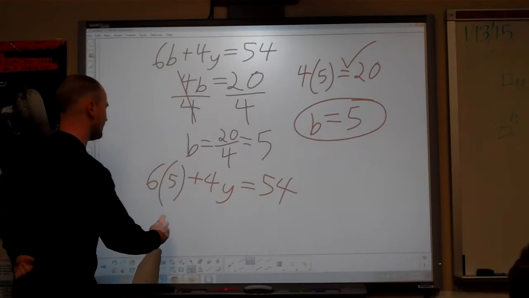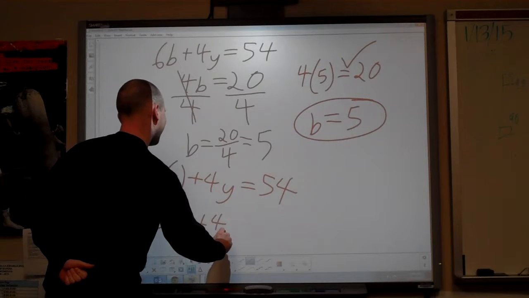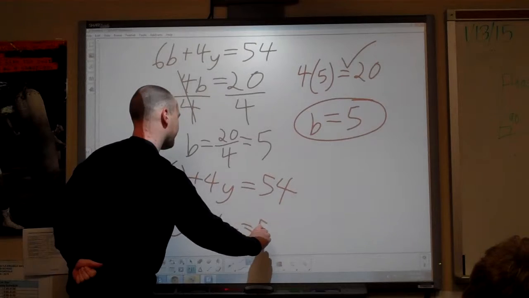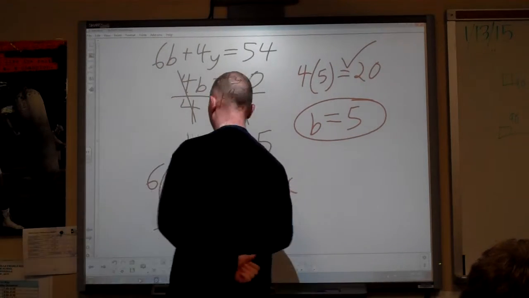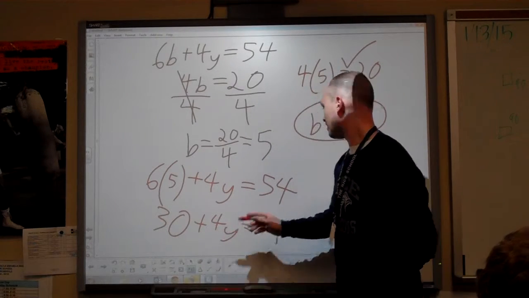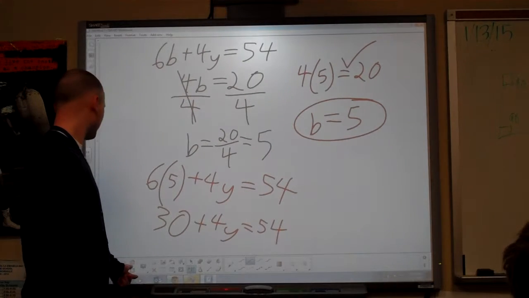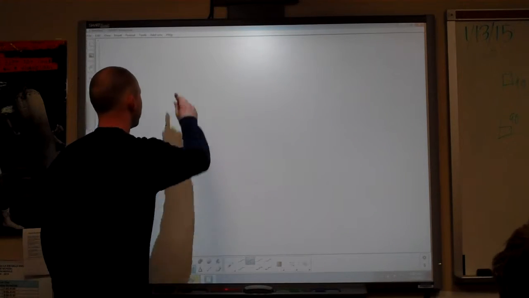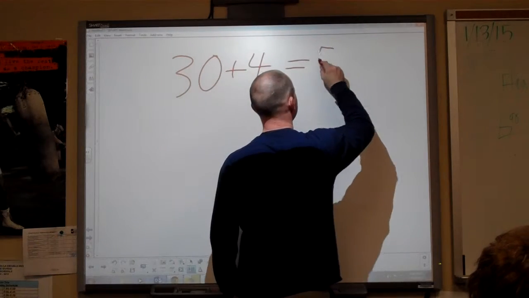Okay, 6 times 5 is 30. So I've got 30 plus 4y equals 54. Okay, well I don't want 30 plus 4y. I'm going to try to isolate y here. So if I have 30 plus 4y equals 54, I'm going to go to a new page. 30 plus 4y equals 54.